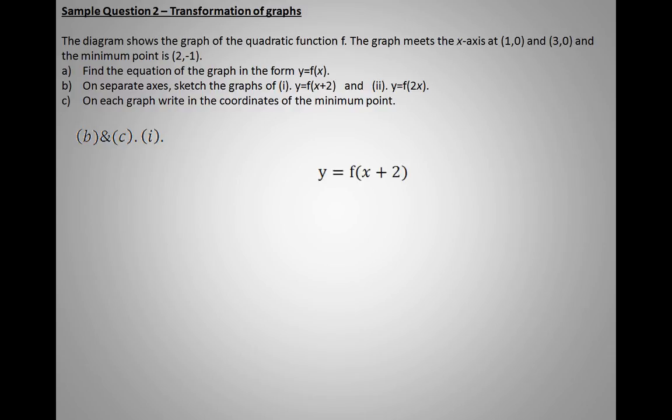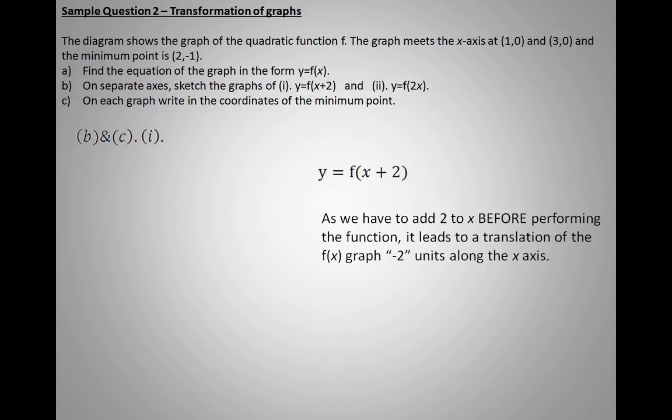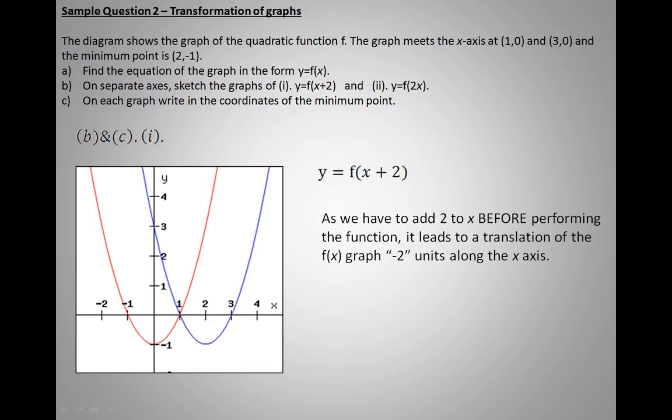For the y equals f of (x plus 2) graph, as we have to add 2 to x before performing the function, it means a translation in the x-axis of minus 2 units, i.e. the graph is shifted left by 2. The coordinates (3, 0) move to (1, 0), the old coordinates of (1, 0) move to (-1, 0), and the minimum point moves from (2, -1) to (0, -1).